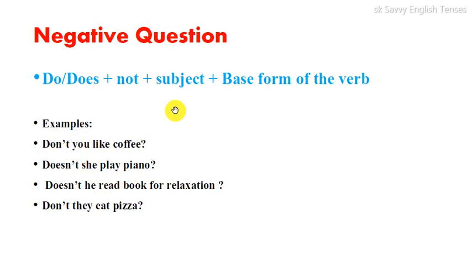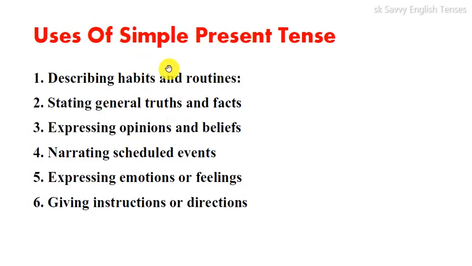Okay, so what are the daily life uses of the simple present tense? The simple present tense is used for describing habits and routines, for stating general truths and facts, for expressing opinions and beliefs, for narrating scheduled events, for expressing emotions or feelings, and for giving instructions or directions.